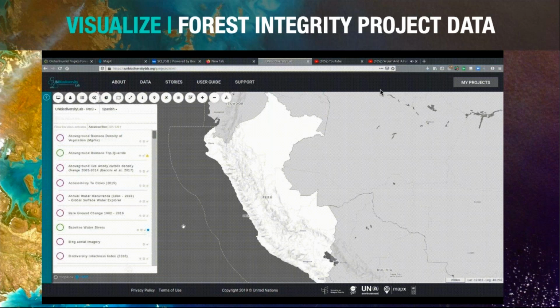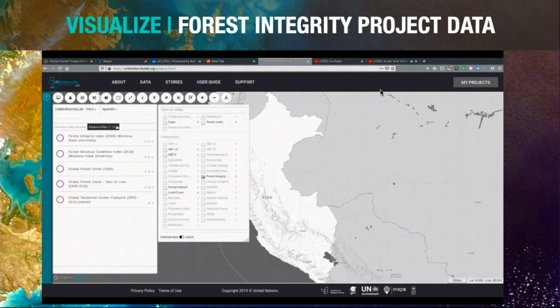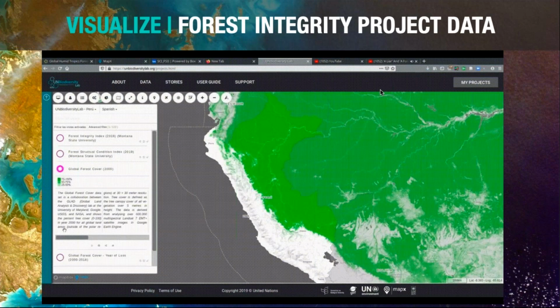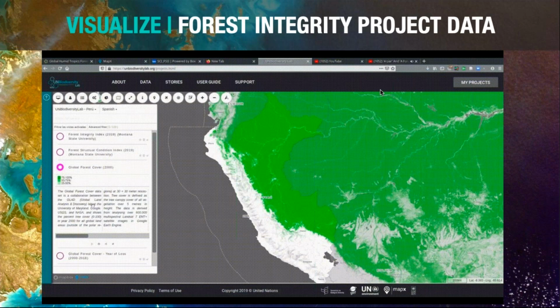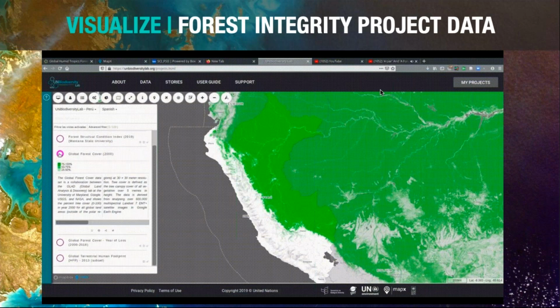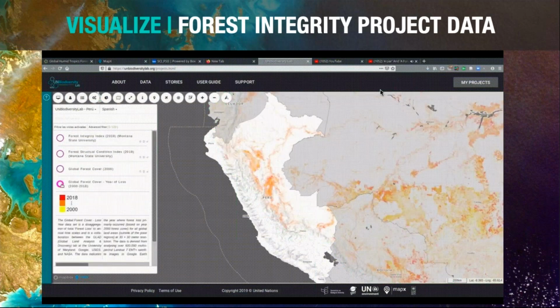So finally, I just want to remind you that in our last webinar, we showed you how you can visualize and download all project data on UN Biodiversity Lab. As you're seeing on this screen here, it's very simple to find project data on UN Biodiversity Lab. Simply click on the Forest Integrity Project filter, and you'll be able to see a list of key project data sets. From there, you can either visualize them on UN Biodiversity Lab or click through to download them directly from our Figshare site.